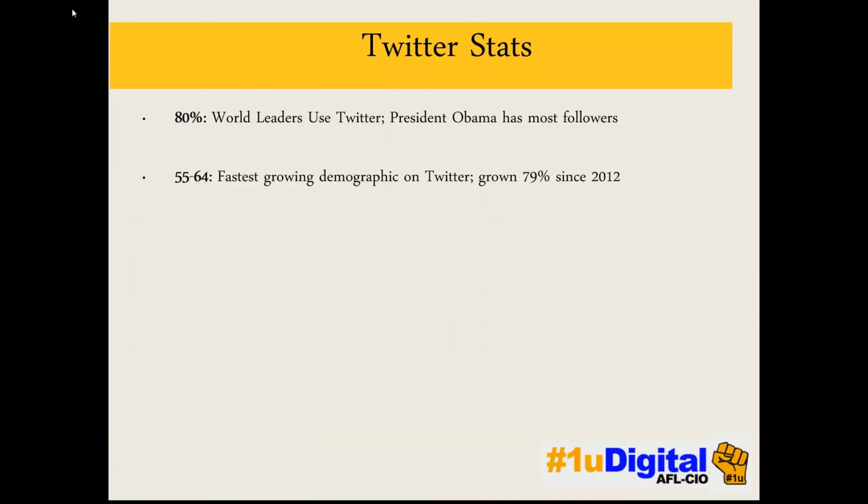And just a few more stats. 80% of the world's leaders use Twitter. President Obama actually has the most followers of them all with over 45 million followers. And this one may surprise you a bit. The fastest growing demographic on Twitter are boomers, 54 to 64 years of age. There has been a 79% growth in folks in that age range signing up for Twitter since 2012. So that's just something to keep in mind, depending on who your audience is, if you're deciding whether you want to use Twitter as a platform.